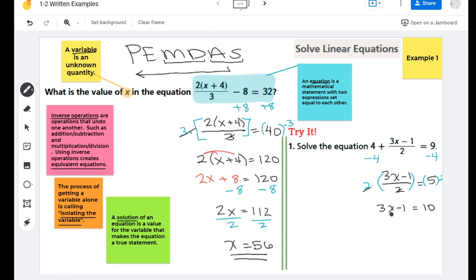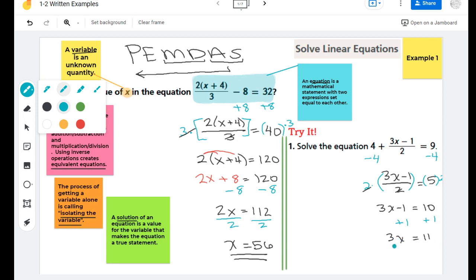So if I look at where x is, I see that x is being multiplied, and there's also something being subtracted. So if I reference back to PEMDAS, I have to get rid of the addition and subtraction before any multiplication and division. So to counteract the subtracting of 1, I'm going to add 1 to each side. Okay, that's going to give me 3x is equal to 11. And then 3 times x is what's happening here, so I'm going to divide each side by 3.